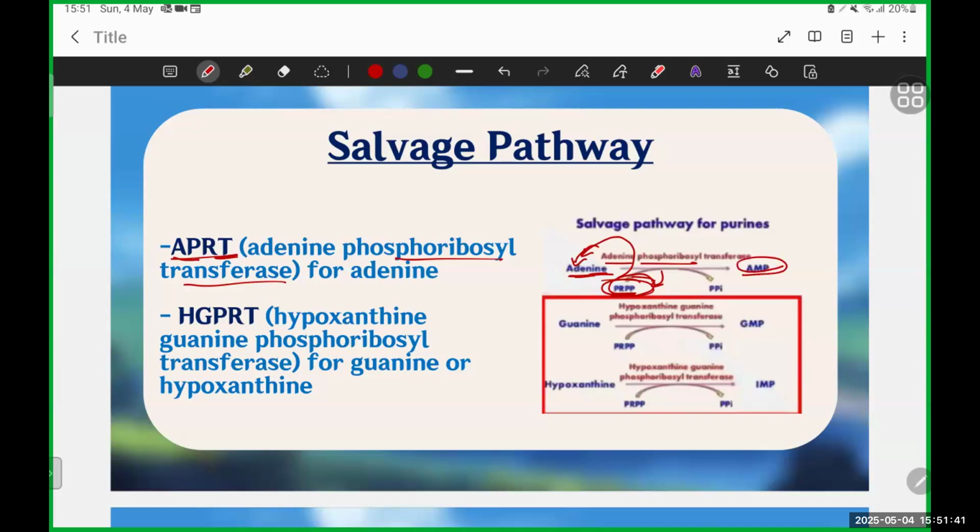So this enzyme is not really as important as the next one, because the next one works for two nucleotides. So the more the merrier does not stand in this condition. HGPRT, hypoxanthine guanine phosphoribosyl transferase, for guanine or hypoxanthine.